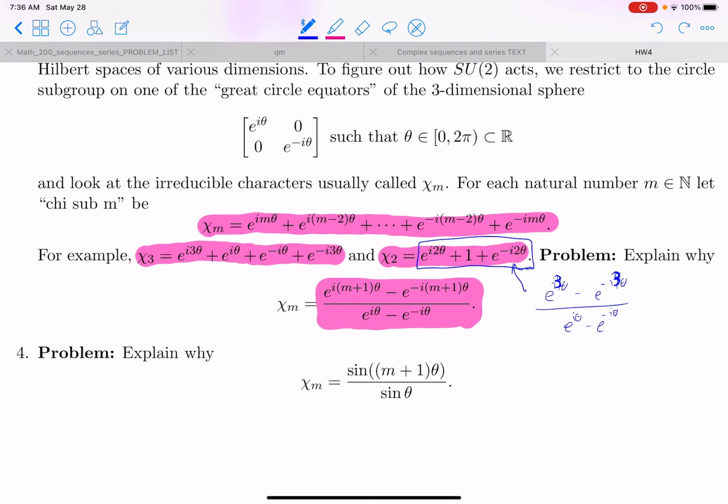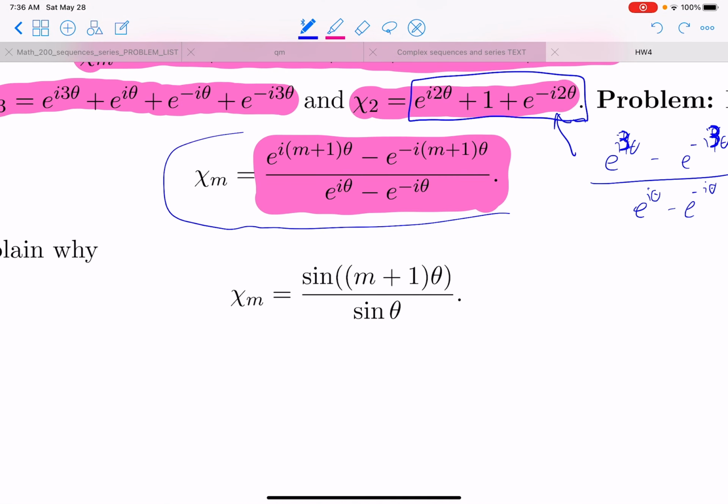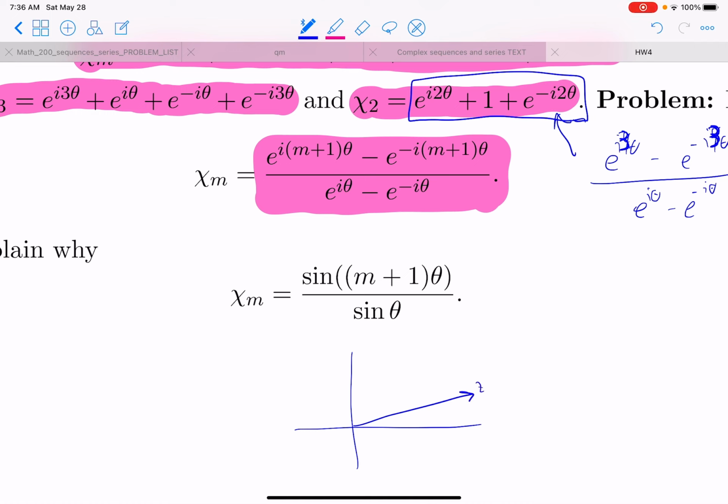Problem 4, what I would like you to think about for problem 4 is once you have shown this, you will use it to show this. And all you need to do is think about this picture. Here's a complex number z. Here's the complex number z bar. Here's the complex number minus z bar. And then here is a parallelogram.